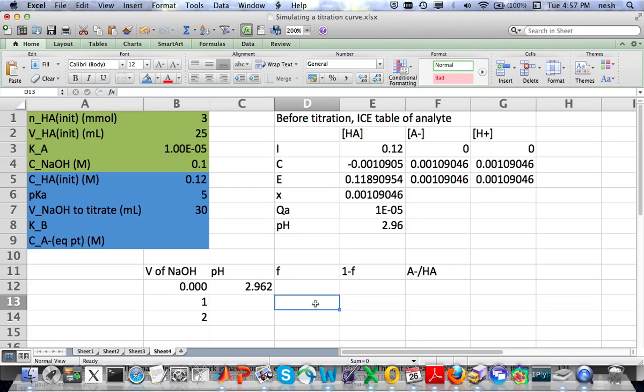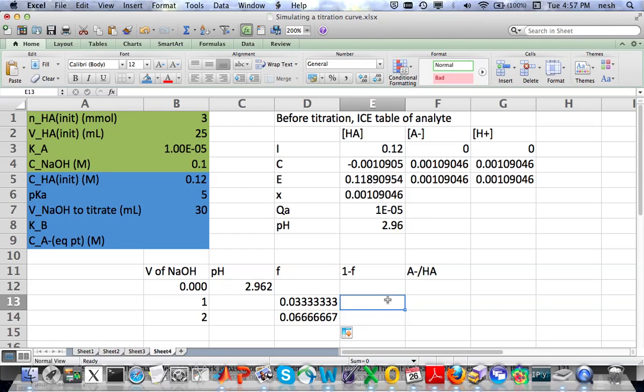Okay, I think that fraction would have to be equal to the volume that I've added so far, divided by the total volume that I need to titrate. And so it's that number there. Now, because I'm anticipating a fill down, I'm going to put that as $B$7. All right, and let's just see. I'm going to start a fill down right there. All right, that's looking pretty good to me.